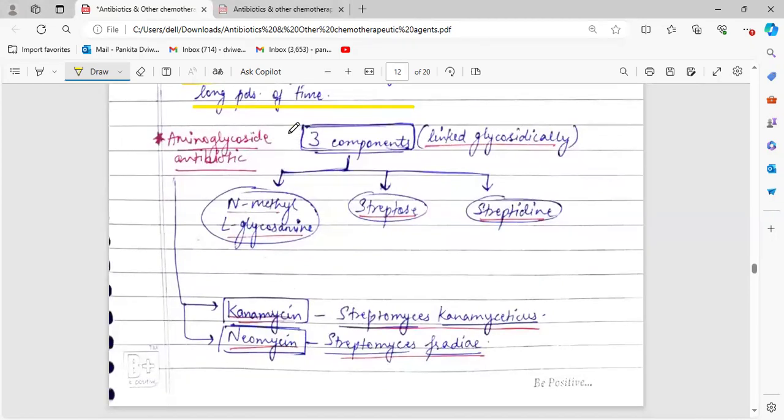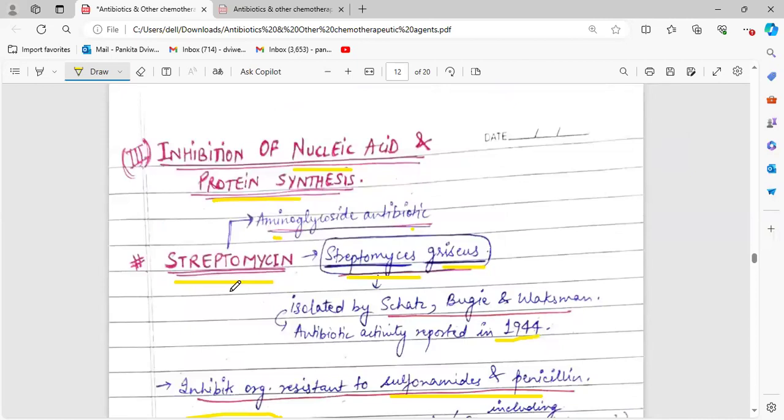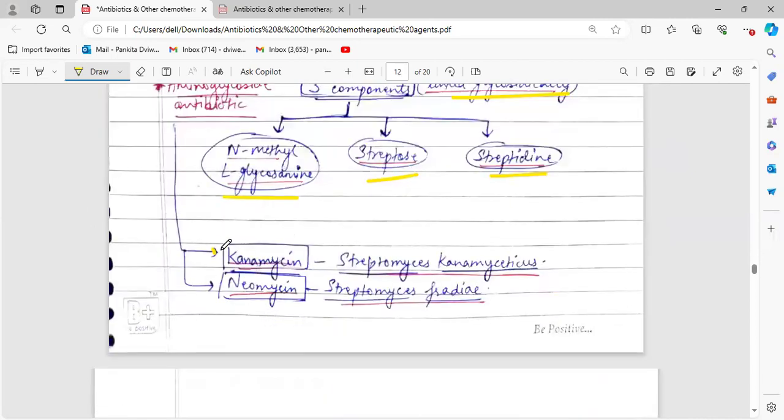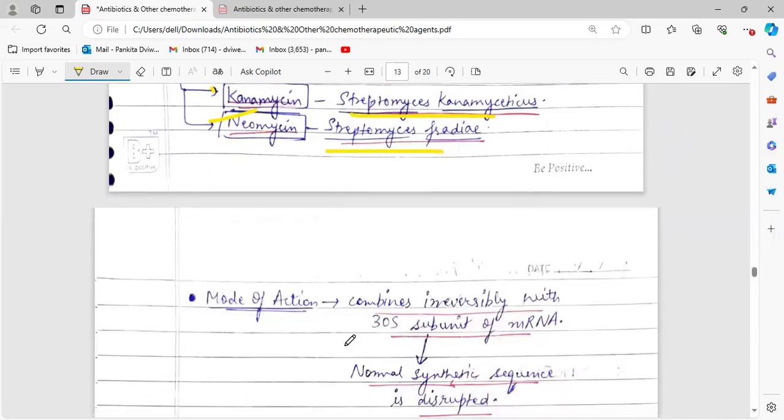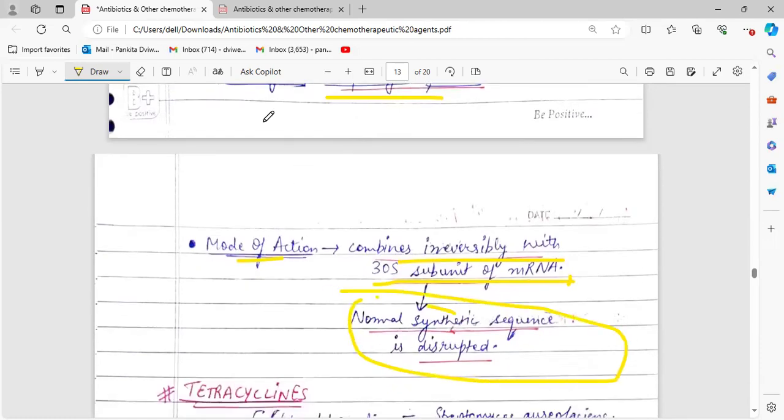Aminoglycoside antibiotics have three components that are all linked together glycosidically. The three components are N-methyl-L-glucosamine, streptose, and streptidine. Examples of aminoglycoside antibiotics, apart from streptomycin, are kanamycin, obtained from Streptomyces kanamyceticus, and neomycin, obtained from Streptomyces fradiae. The mode of action of these antibiotics is that they combine irreversibly with the 30S subunit of the ribosome, and due to this combination, the normal synthesis of protein is disrupted.